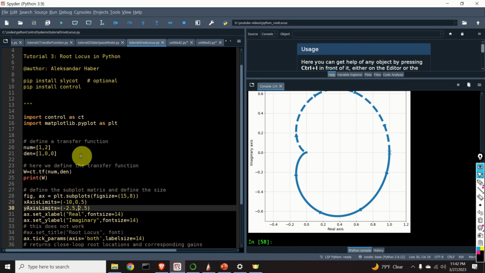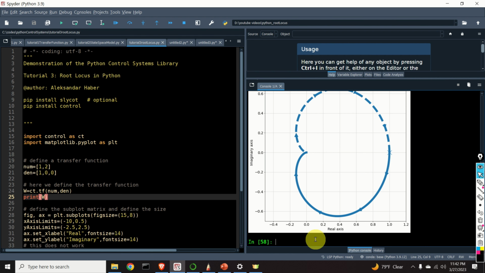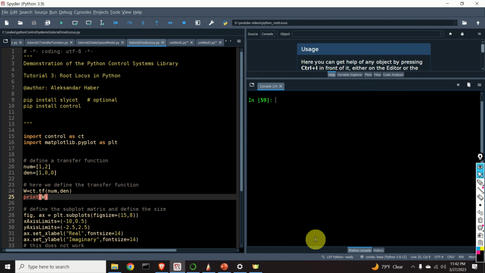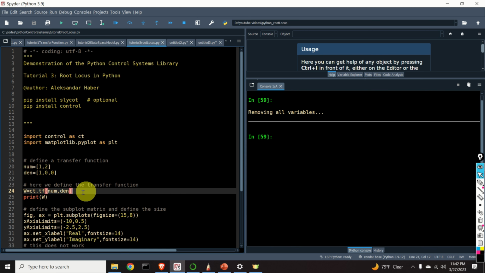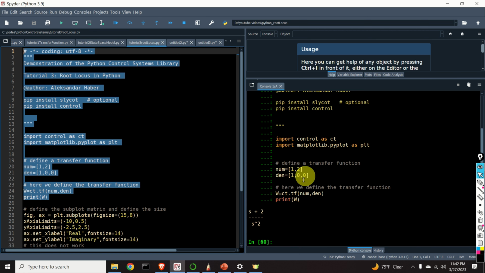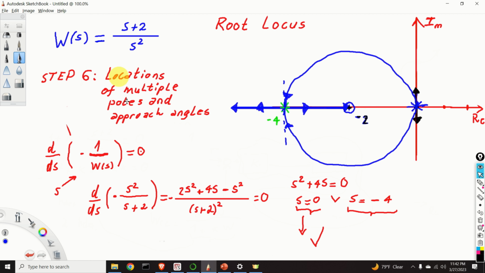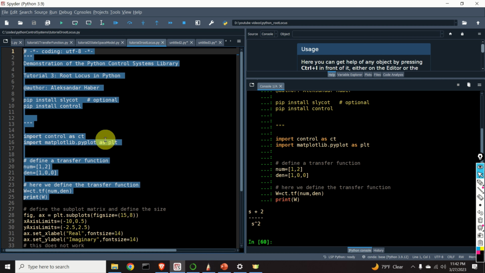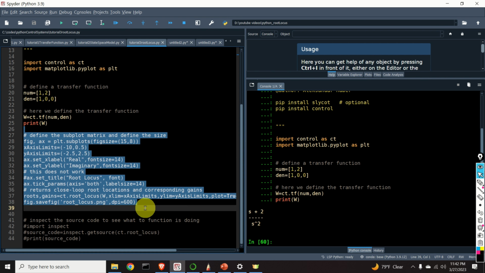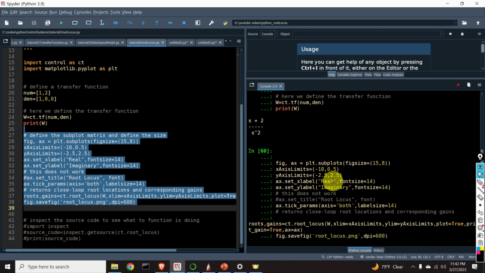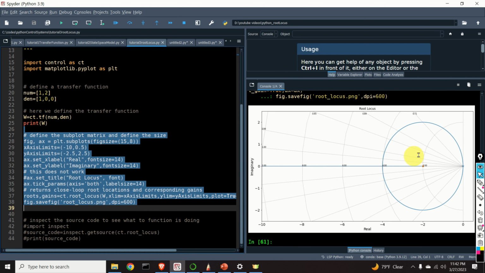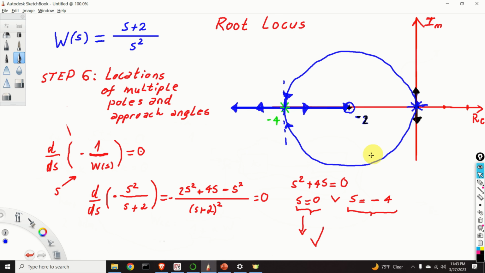So let's do that. Here's my transfer function, but first I will clear my Python environment. I will erase the workspace, and here's the transfer function. That's exactly our original transfer function. And let's construct the root locus. Here it is. Perfect. It's exactly the root locus shown over here.